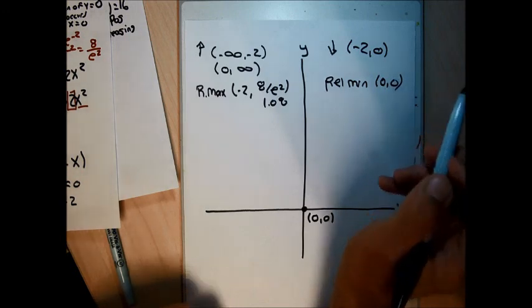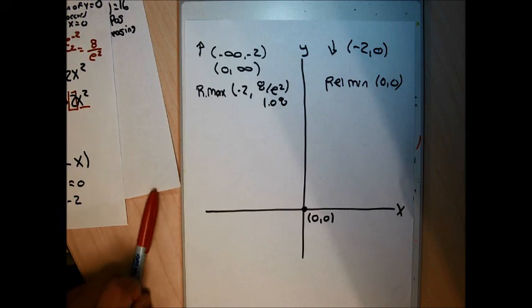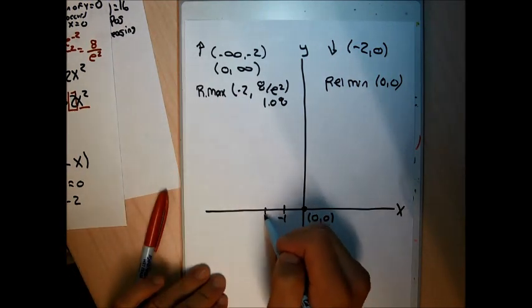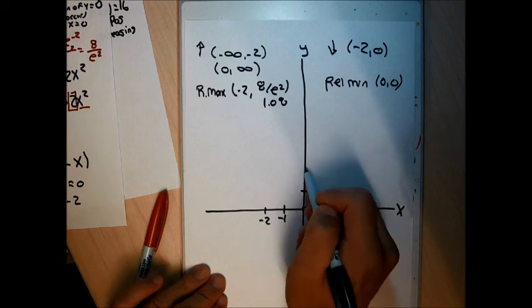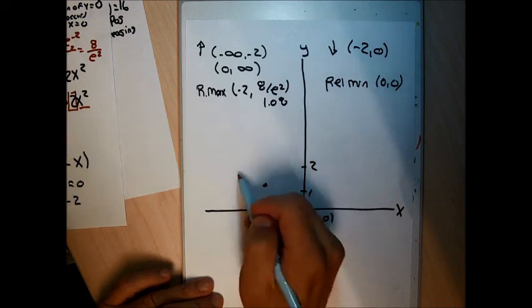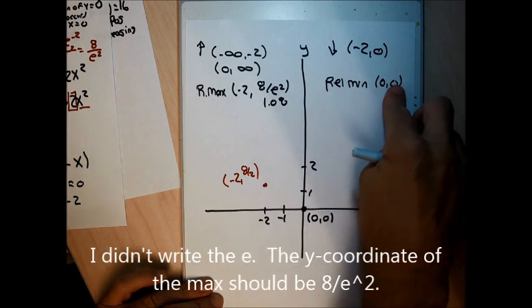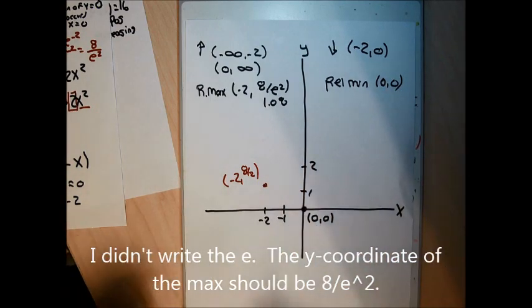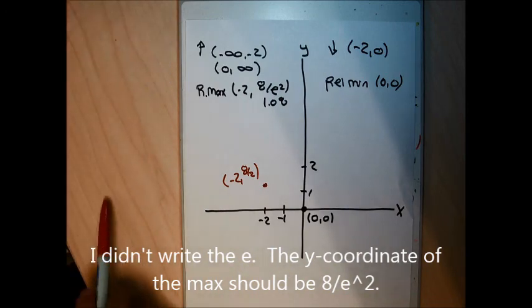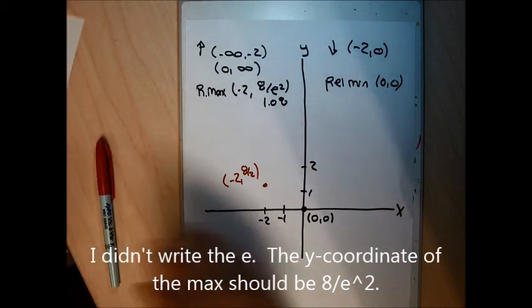So I'm going to plot the maximum and the minimum point, and then I'm going to borrow the graph from my calculator with that refined window. So I need to plot this point, which is negative 2, 1.08. And so negative 2, 1.08 is just about there. I'm going to call that the point negative 2, 8 over e squared. I needed to plot the point 0, 0. It's already plotted. Now all I'm going to do is borrow from my calculator the graph and make sure it does what it needs to do, meaning it increases where it needs to increase, decreases where it needs to decrease.